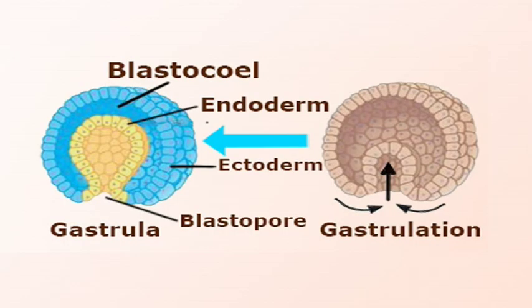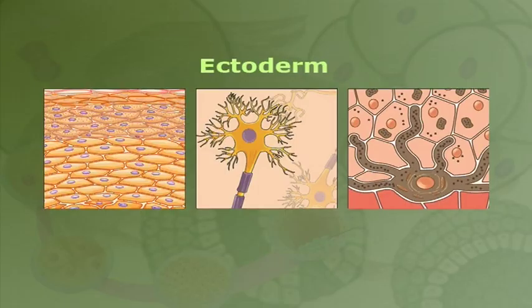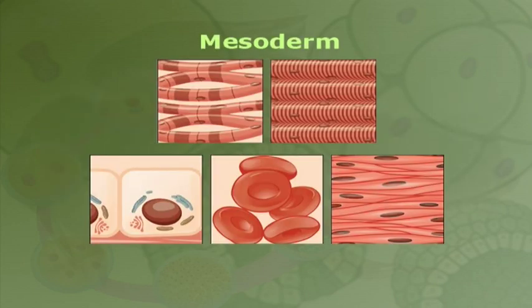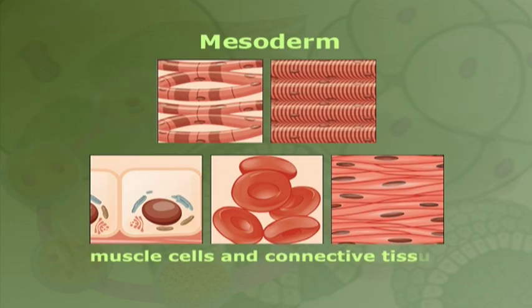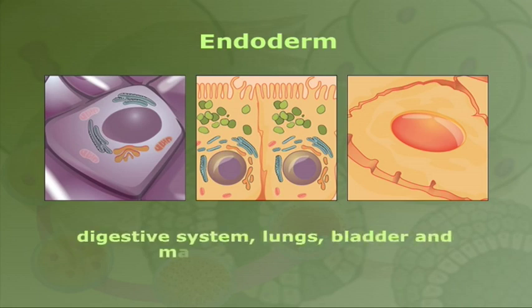During gastrulation, the blastula folds upon itself to form the three layers of cells. Each of these layers is called a germ layer, which differentiate into different organ systems. The three germ layers are the endoderm, the ectoderm and the mesoderm. The ectoderm gives rise to the nervous system, skin and hair. The mesoderm gives rise to the muscle cells and connective tissue in the body, and the endoderm gives rise to columnar cells found in the digestive system, lungs, bladder and many internal organs.